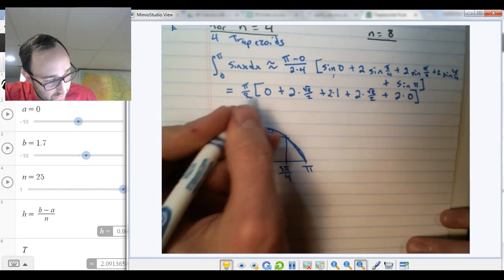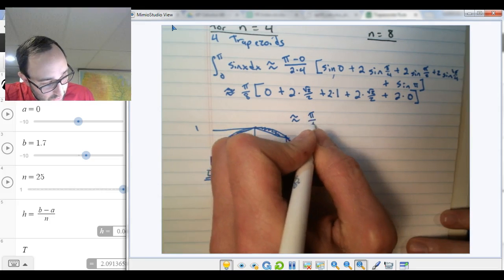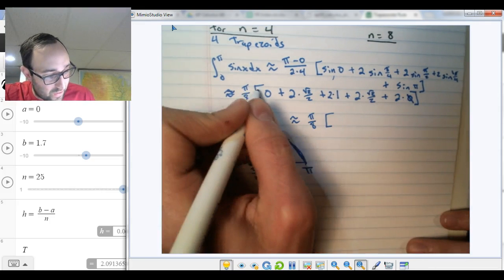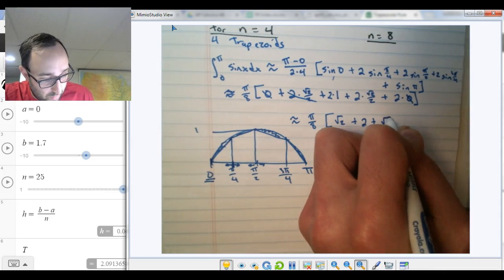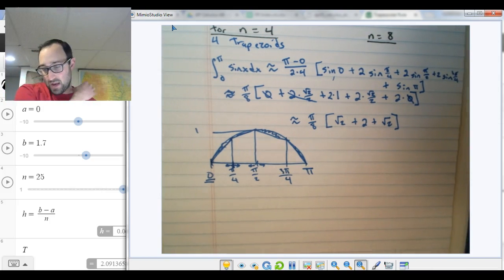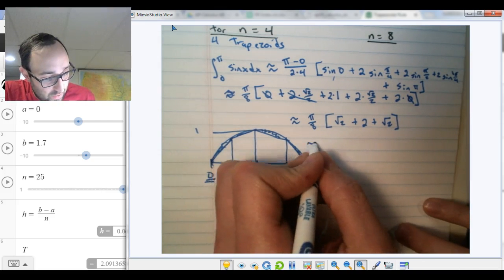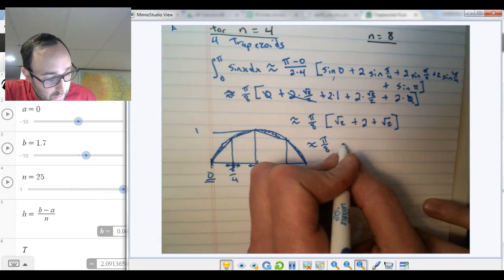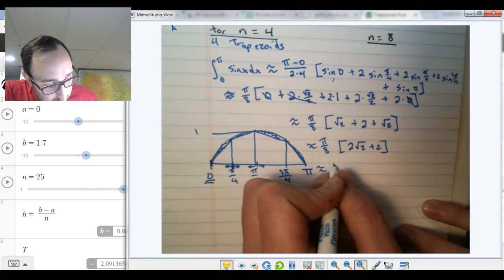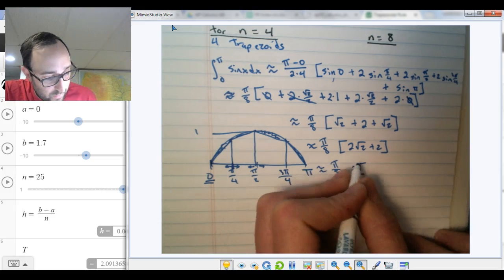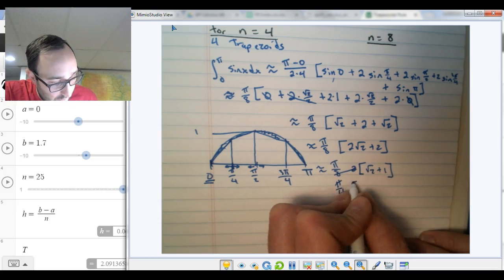Okay, let's simplify that a little bit further. Let's keep the squiggly mark, and we're going to say that squiggly mark is about pi over 8. I'm going to drop the zeros because they don't really matter, right? 2 times that is going to be square root of 2 plus 2 plus square root of 2. Then you could probably just put that in your calculator and solve. I could say that's about equal to pi over 8 times 2 square root 2 plus 2, and then that's approximately equal to pi over 8 times 2 times square root 2 plus 1, and then that would just be pi over 4 times 1 plus square root 2.